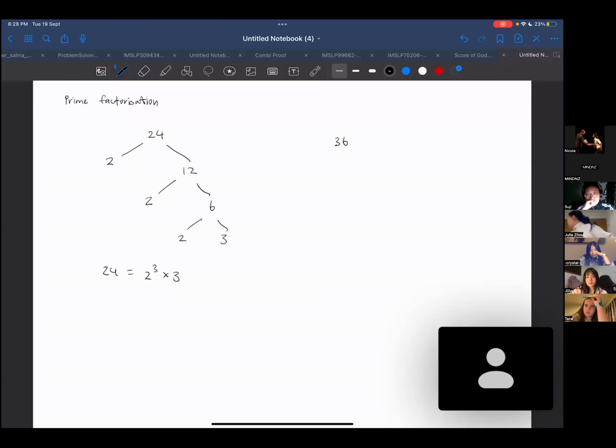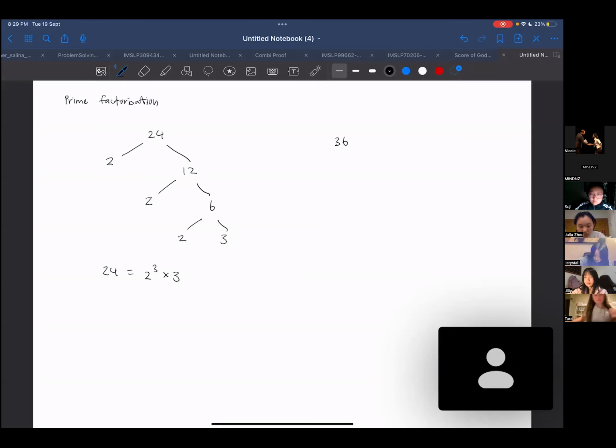And yeah, looking good, everyone. 3 to the power of 2 times 2 to the power. Oh, Tara, for that part, do you mean 3 to the power of 2 times 2 to the power of 2? It's looking good, guys. Okay, nice. It looks like everyone has basically got it.